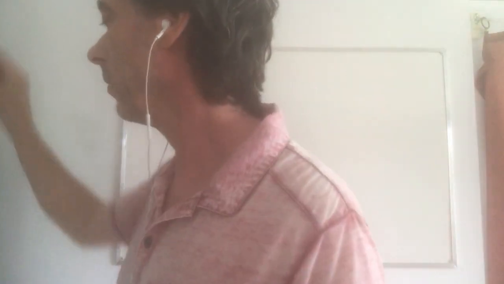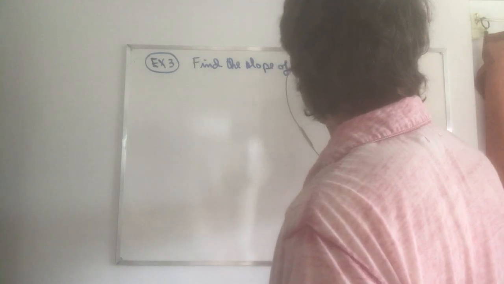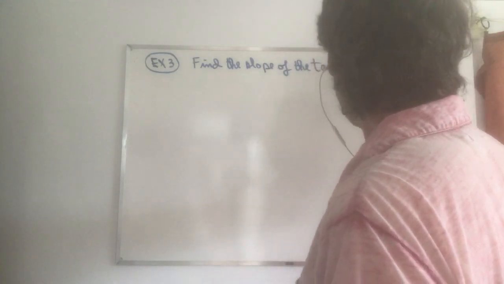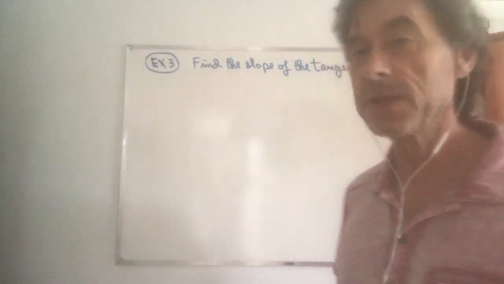All right, what could we do here? Example 3. Let's maybe add a layer, if you want, to what we have done so far. Find the slope of the tangent line. Okay, we haven't heard this statement in a while, and in our solution we're going to have to recall what this stands for.